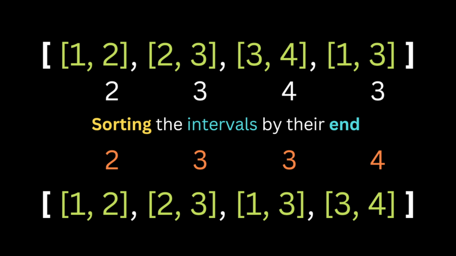It means for each interval, we only keep an interval if its start time is greater than or equal to the current end time. If the start time is less than the current end time, we know that the interval overlaps with the current interval, so we skip it and increment a counter.